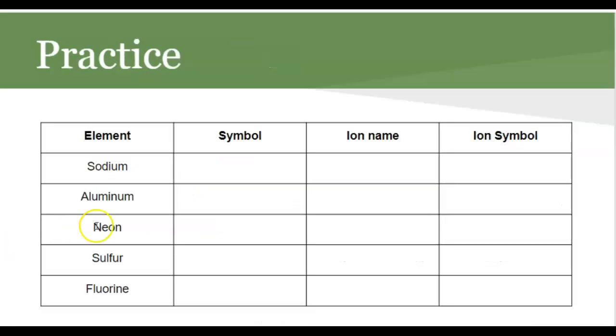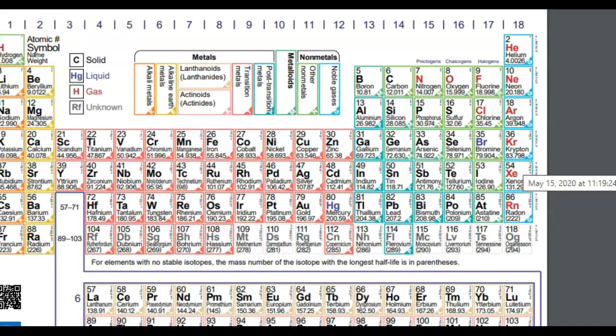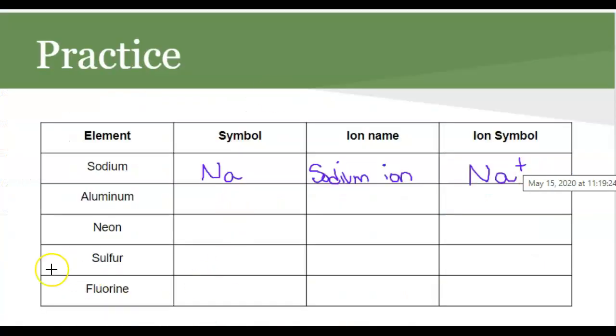So let's go ahead and do some practice here as well. Thinking about sodium, we're always going to somewhat come back to sodium. Sodium's symbol is Na. And you could say its name would be sodium ion because that's how we name the positive ones. And its ion symbol would just be Na+. Because sodium is in that first column, I know that it's going to be a +1.